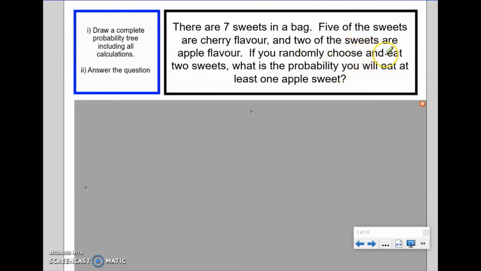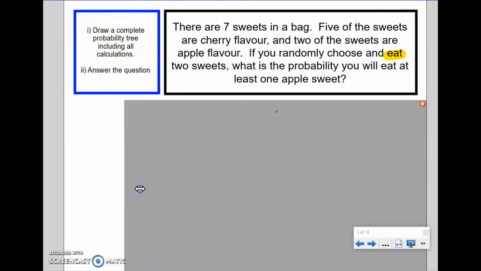Okay, so because we are eating the sweets, that is telling us we are dealing with dependent events. These events are not independent. One is influenced by the other. Your second choice of sweet, the probability will be changed given what happened for your first selection of a sweet. Let's have a look at what that would look like as a probability tree.